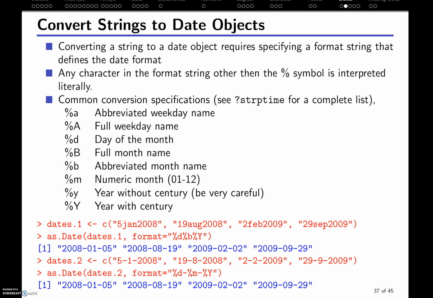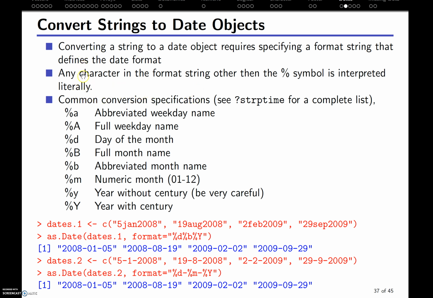Sometimes we have strings, character strings, that we need to actually convert over to that date format. Remember, we did the same kind of stuff in SAS. Any character in the format string other than the percentage symbol is going to be interpreted literally, okay? This percentage symbol is a special formatting in R that will allow us to do these kinds of character string to date conversions, okay?